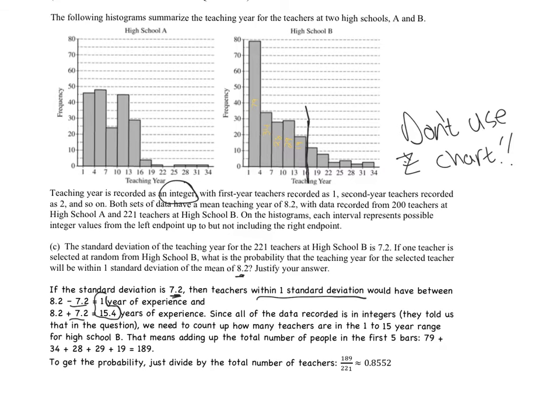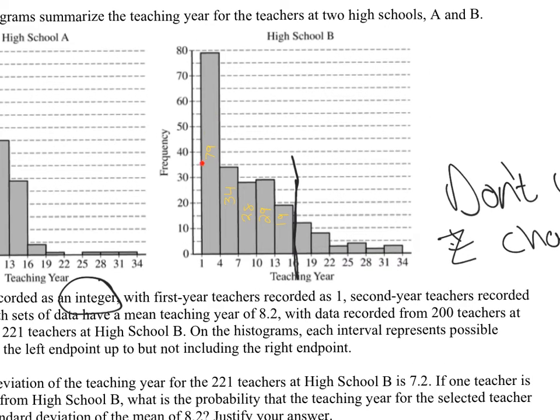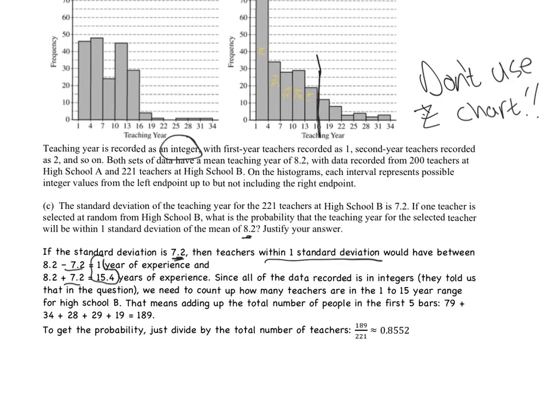Well, if you look at those bars, and I know this is kind of faint, but if we add together 79 plus 34 plus 28 plus 29 plus 19, that will give us our total number of people that are within one standard deviation. And we want a probability, so there's 189 people when you add those up, divided by the 221 people total in that high school, and that will give you your probability.